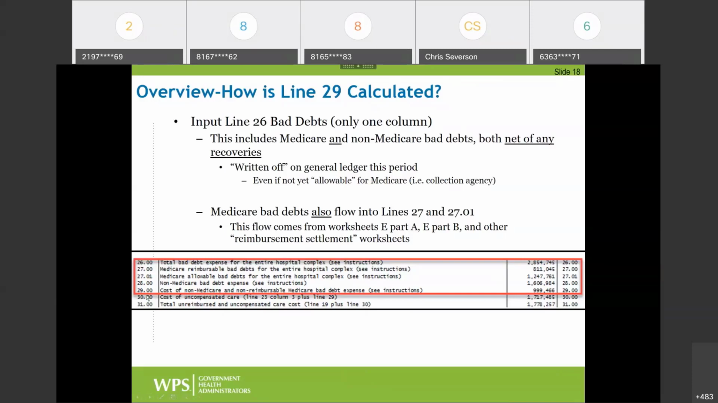And then down in line 29, that reduced amount is added in to the other 35% of the Medicare bad debts that were not reimbursed. So we're going to add them in as uncompensated care. So that's how that part works.